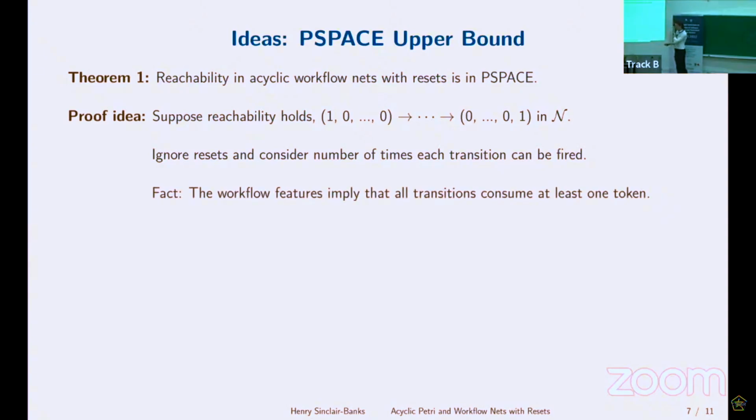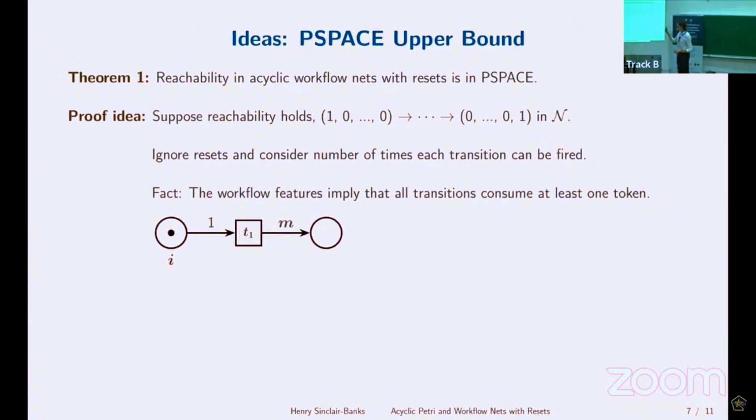And we're going to use the following fact, which is that workflow nets have the property that all transitions must consume a token. Why is this the case? Suppose that's not true. Suppose there's a transition that doesn't consume anything. Well, if it doesn't consume anything, then there's no incoming arc. But I said that in a workflow net every transition is on a path from the initial to the final place. If there's no incoming arc, then certainly it can't be on a path from the initial to the final. So indeed, we must be consuming something.